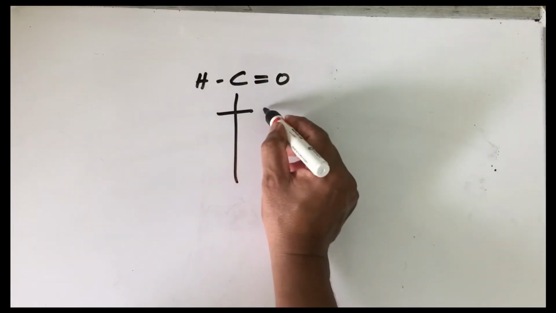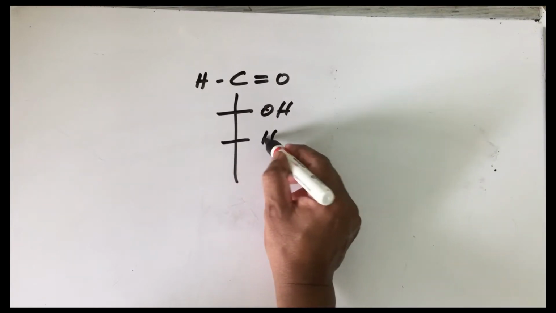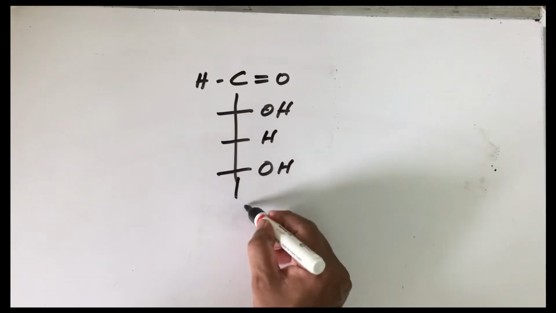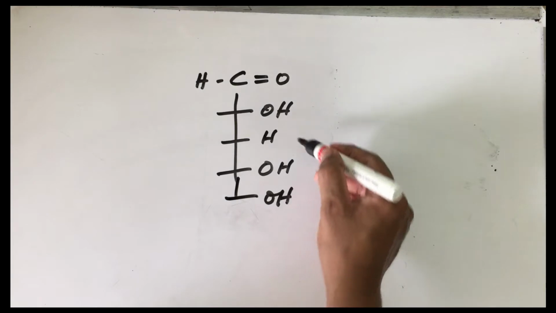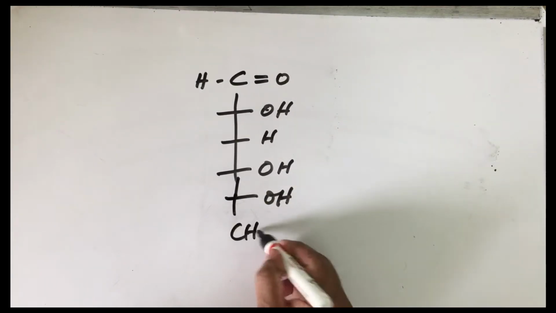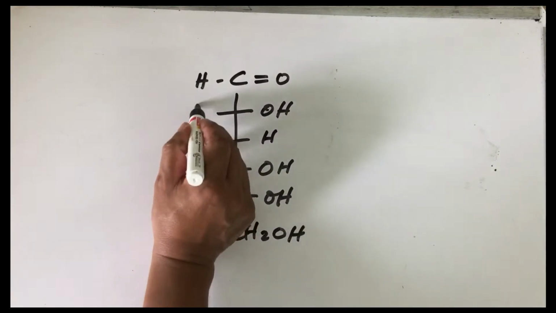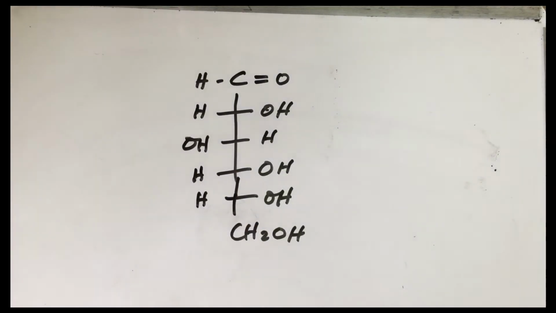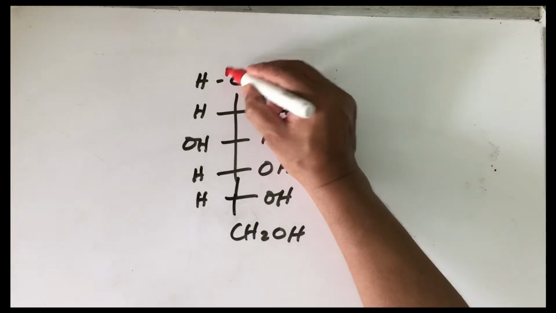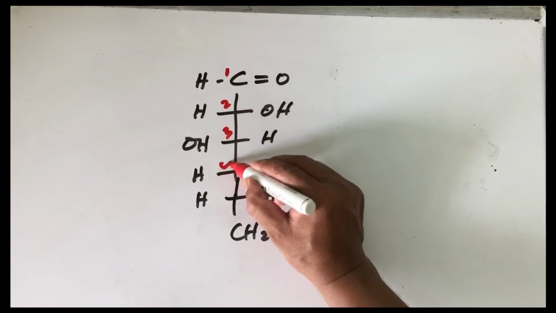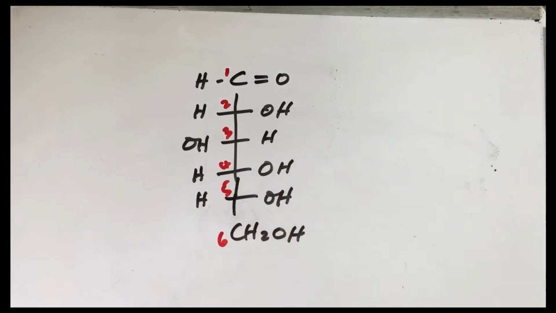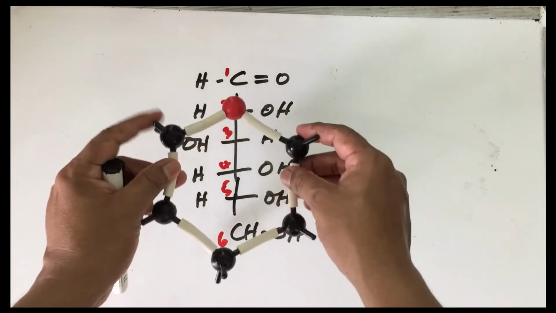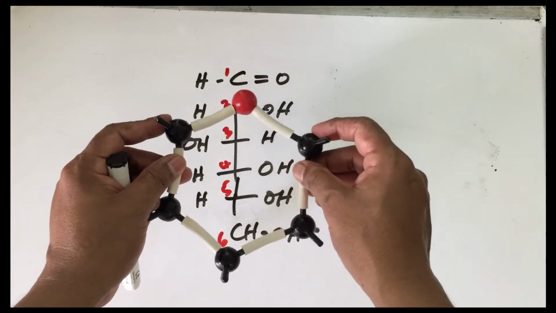Carbon number 1, this is carbon number 2, this is carbon 3, this is carbon 4, this is carbon 5, and this is carbon 6. This is glucose. Let us also number these carbon atoms to have clarity. This is 1, 2, 3, 4, 5, and 6. As we have seen in the figure, carbon number 5 becomes close to carbon number 1.